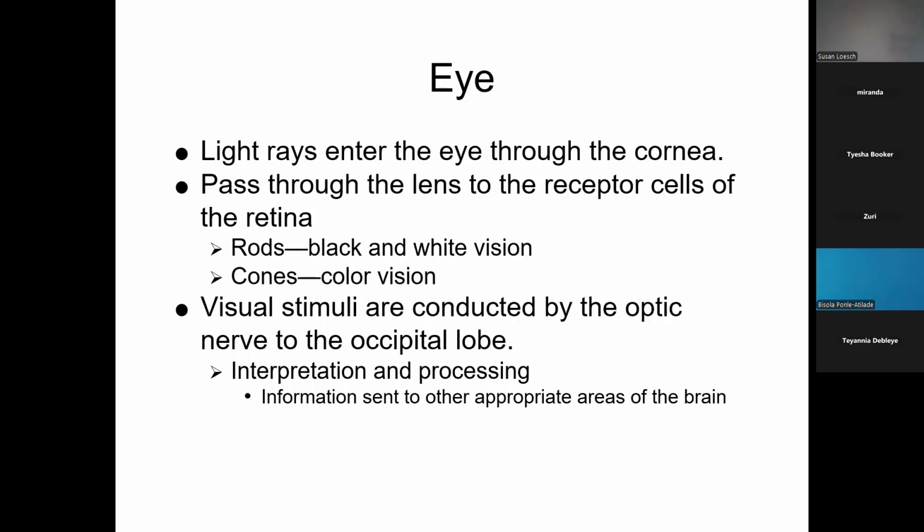Visual information is received in your brain from light rays passing through the transparent cornea and the lens. That image will then focus on the receptor cells in the retina, where the rods and the cones are. That visual stimulus is then conducted by the optic nerves to the occipital part of your brain, where your brain interprets and processes it, and then sends it to other areas of the brain so that it can take an action.